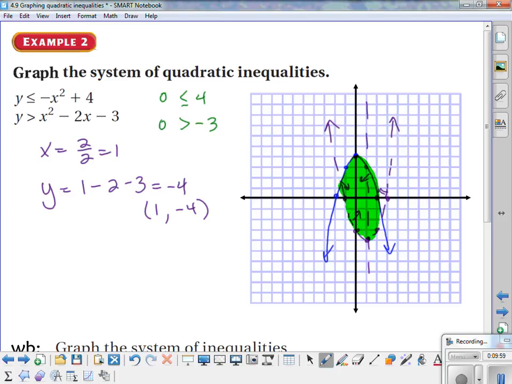Any questions on graphing inequalities? All right. We're a little short on time, so I don't think I'm going to have you guys do one. But basically, you're just finding where they overlap. And so it's not any different, really, than what you guys have been doing so far.